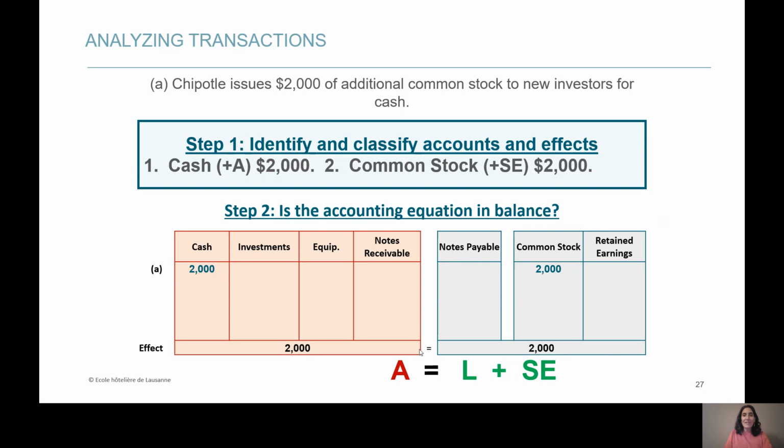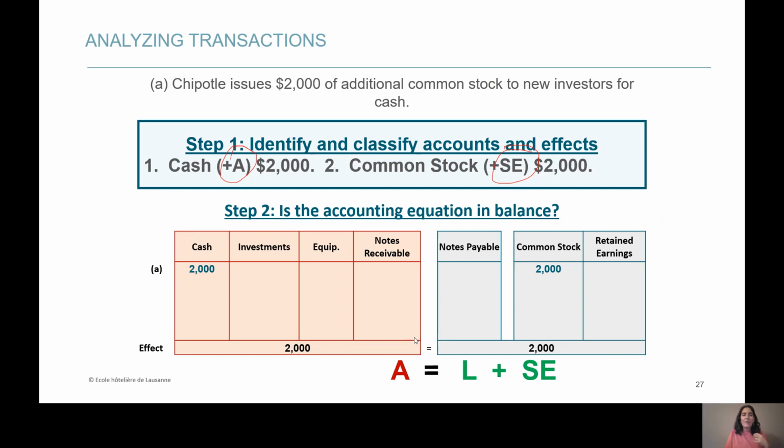Do you remember that when you analyze a transaction, there are 2 steps that need to be followed. Step number 1, you have to classify and identify the accounts used in the analysis of the transaction. Here we agreed in the past that this transaction will increase the cash account and increase the common stock account, which is a stockholders' equity account. In brackets, we have specified what type of accounts we're dealing with and what the impact is. Step number 2, you verify that the accounting equation is in balance.